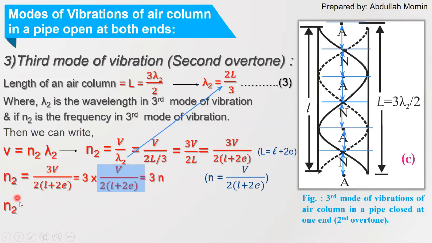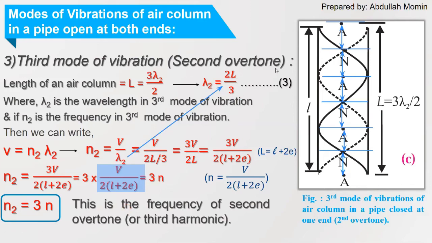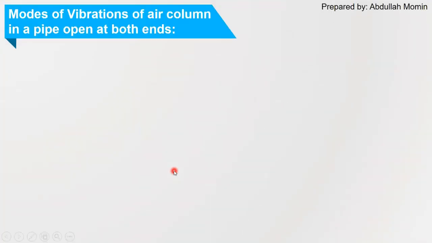So the equation of N2 is 3n, and this is nothing but the frequency of the second overtone, or it is also called the frequency of the third harmonic. Now what we have seen are the first three modes of vibration of an air column in a pipe which is open at both ends.